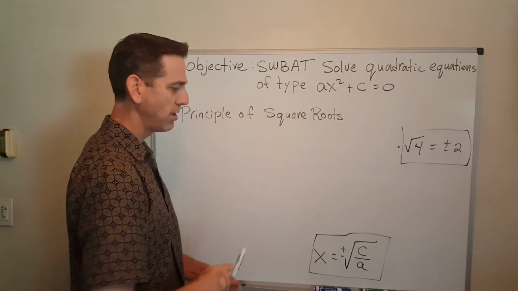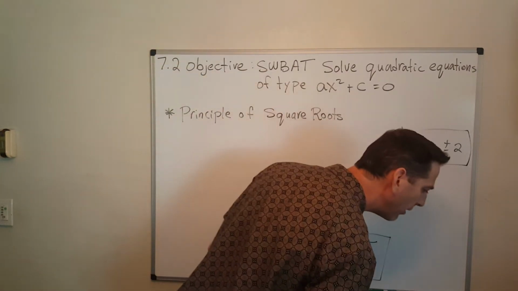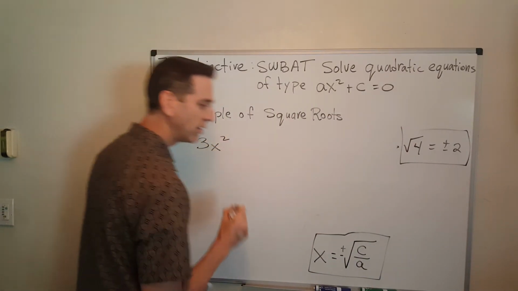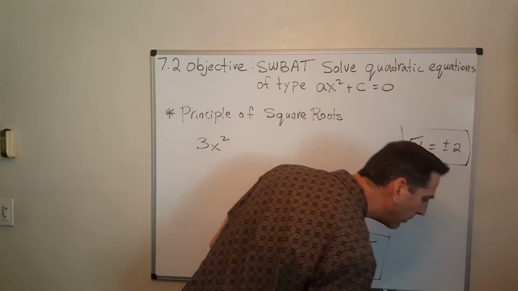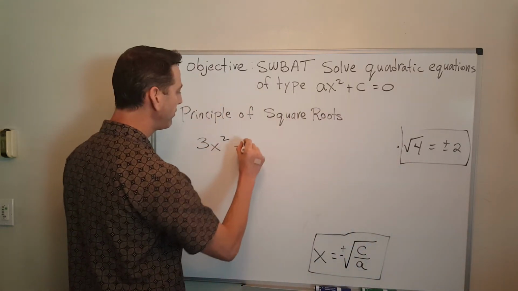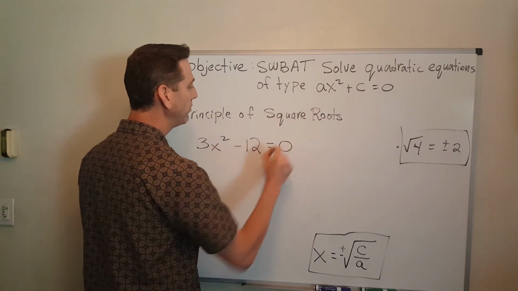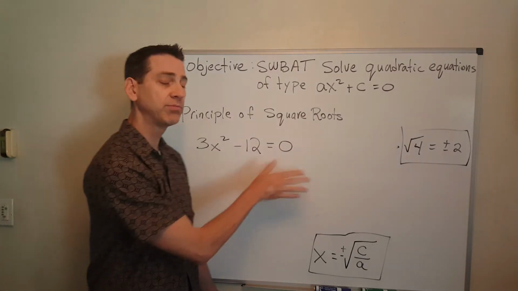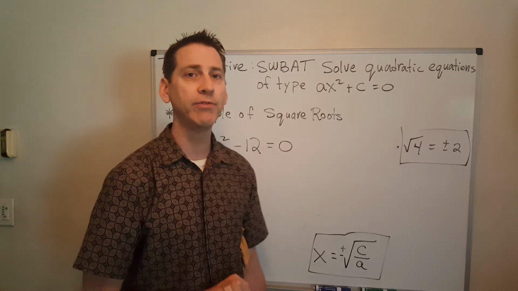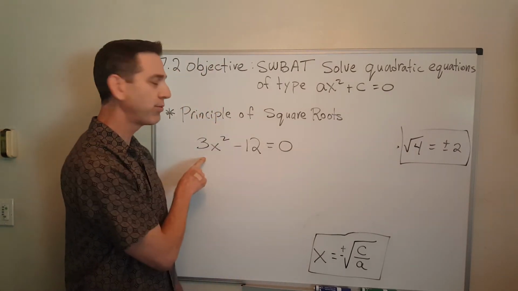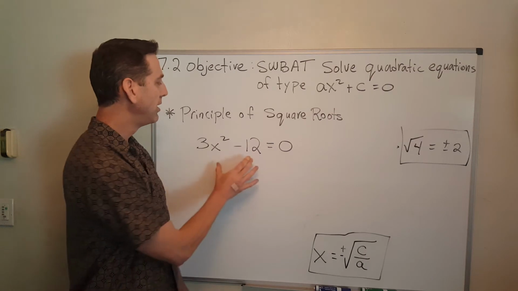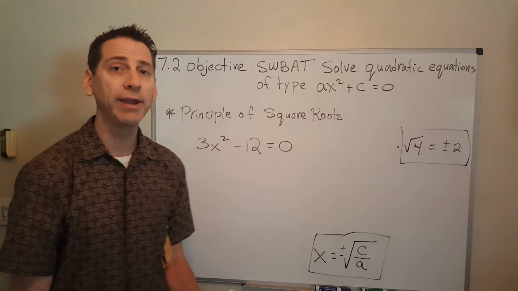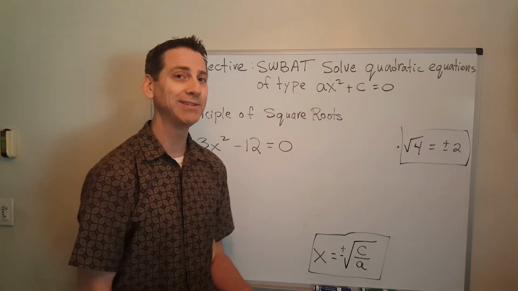Let's say I have 3x squared minus 12 equals 0. Now, I could solve this by factoring. We've learned that in other videos: I can pull out a 3 as my greatest common factor and then factor that binomial. We could do that, but I'm showing you a new method because it's easier.